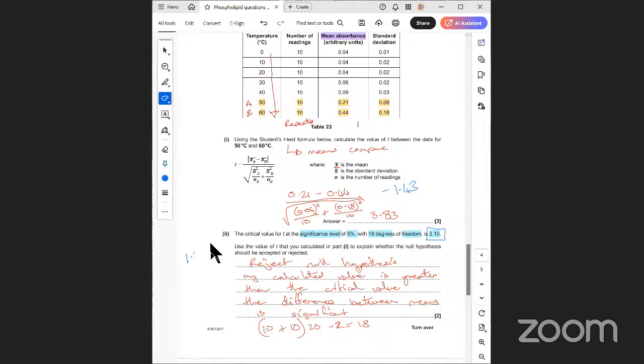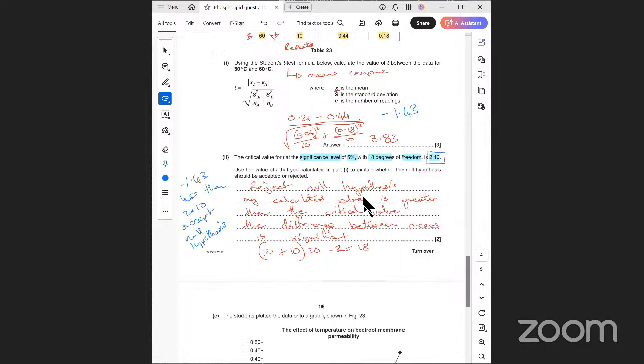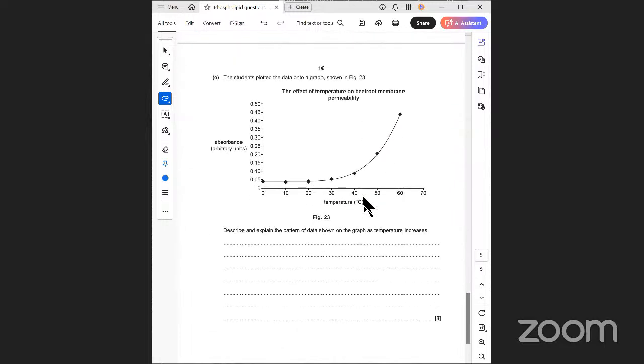Let's just say if I got negative 1.43 as my calculated value, that would therefore be less than 2.10. So minus 1.43 would be less than the 2.10. Because it's less, I would accept the null hypothesis. And because I'm accepting the null hypothesis, it therefore means that the difference is not significant. So it's really important that you use the information and your calculated values. Okay, let's move on. And I'm going to finish with this question here.